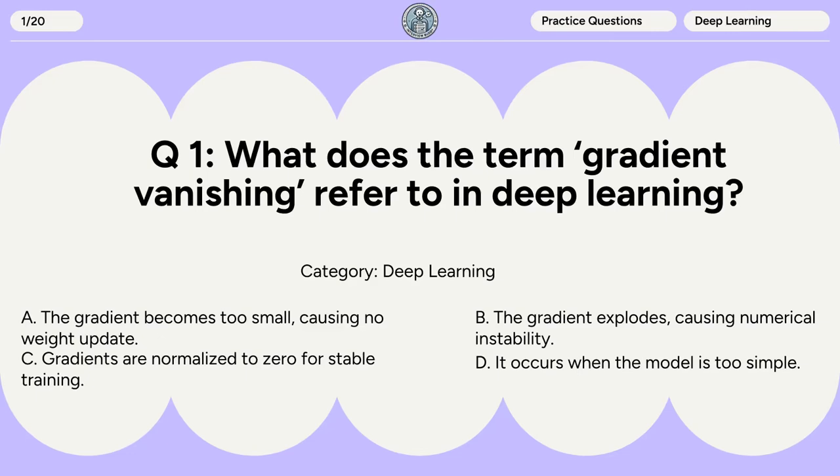Question 1. What does the term gradient vanishing refer to in deep learning? A. The gradient becomes too small, causing no weight update. B. The gradient explodes, causing numerical instability. C. Gradients are normalized to 0 for stable training. D. It occurs when the model is too simple.